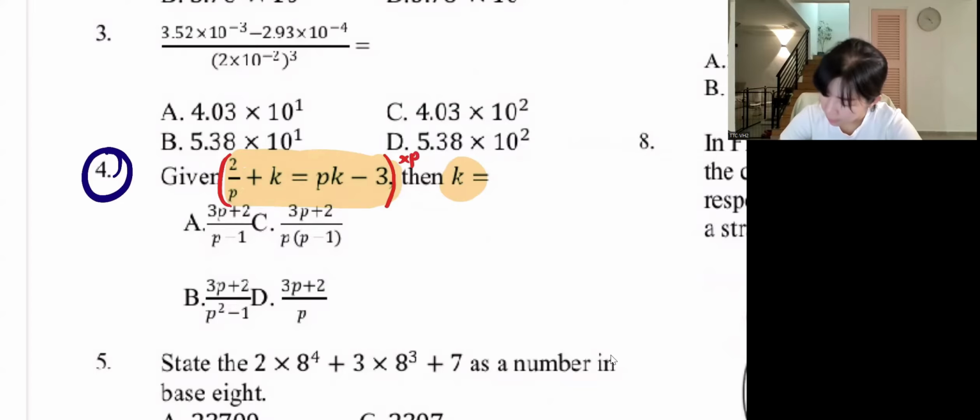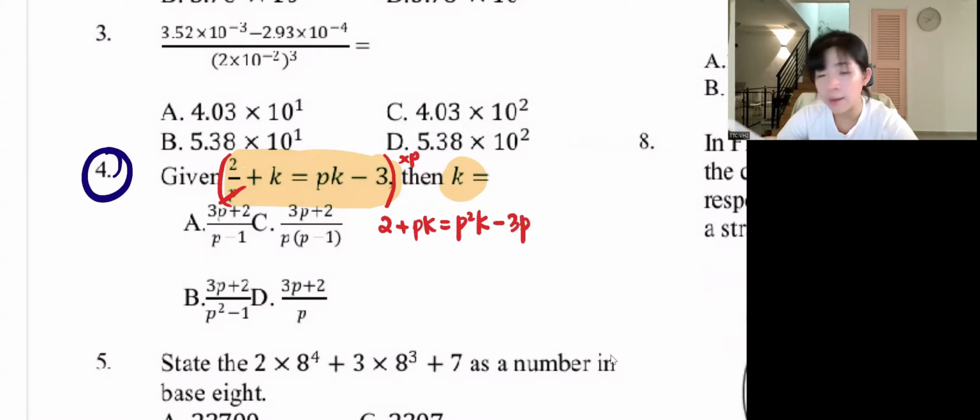Okay, everything times p. So I get 2 over p times p. P cut away, left 2. Plus k times p, pk. Pk times p, p square k. Minus 3 times p, 3p. So no fraction. Now our main thing is to find out what is k. Okay, you see where got k? We have pk here, we have p square k here. So these two terms must be on the same side. If you want to find k, k must be on the same side.